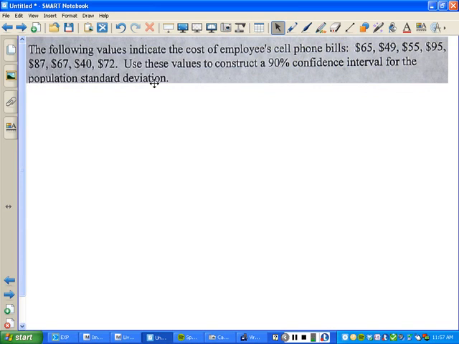For the mean. I'm just going to delete standard deviation and write mean. Bam. I can do that. I got the marker.